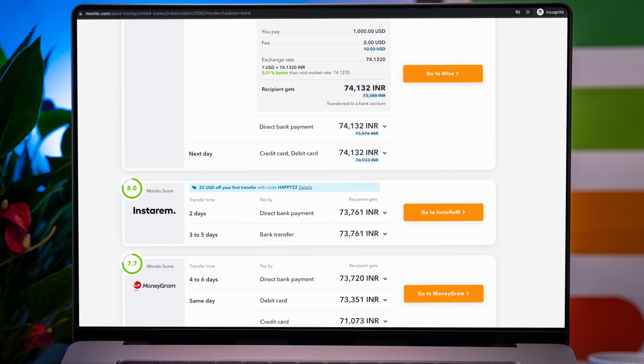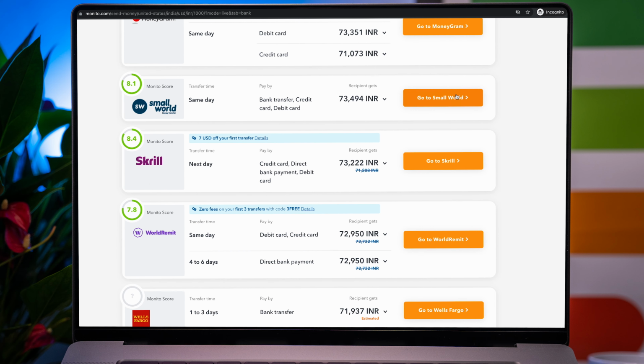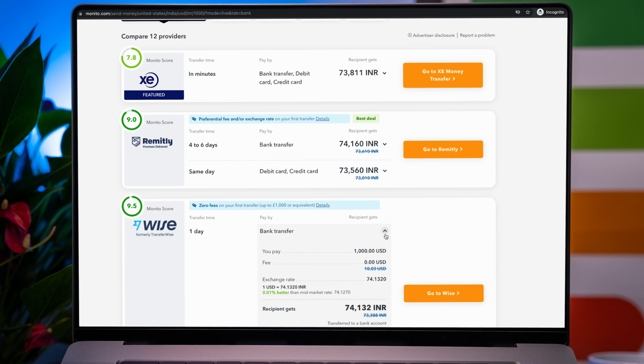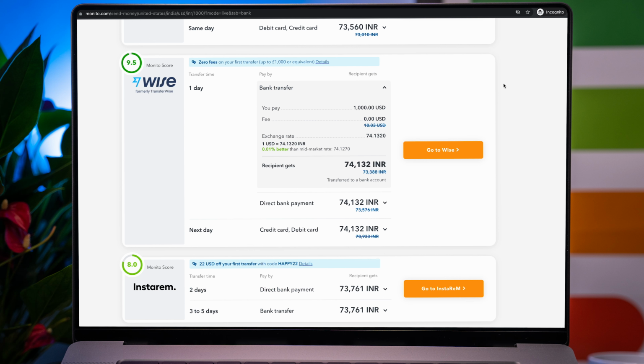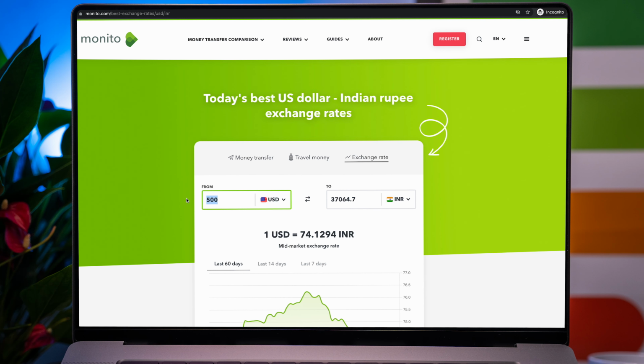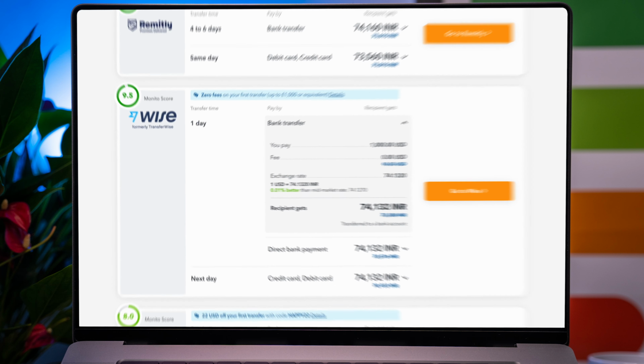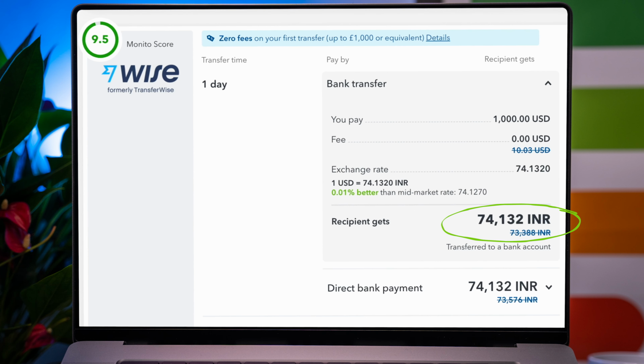You can also see that Instarem, Skrill, and World Remit have promotions available too. So in the future, you could come back after using either Remitly or Wise and then take advantage of other promotions. In this instance, right now, I'm going to take advantage of the Wise promotion, as it's relatively fast and also almost as cheap as Remitly. And compared to the mid-market rate, which if you remember we checked earlier, it's actually better, as that was 74,129, and with Wise, my friend will receive 74,132 rupees. That's actually really good, especially considering so many providers use exchange rates to hide fees and make extra money off transfers.